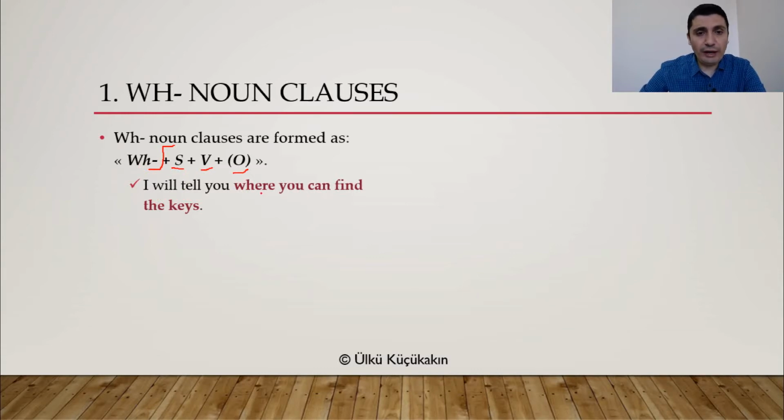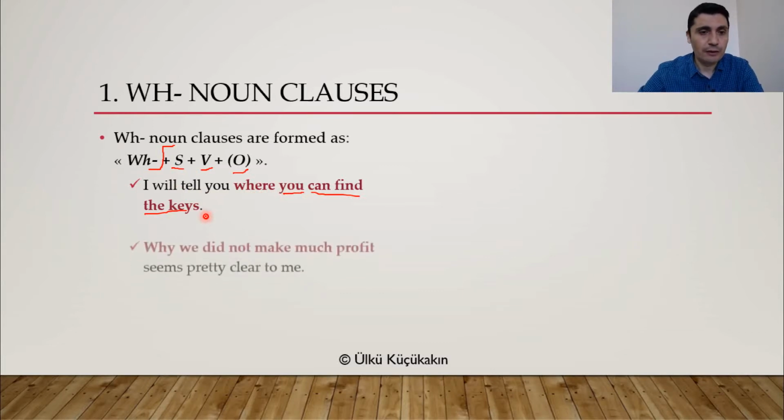I will tell you where you can find the keys. So where is our WH? You can find the keys. As you can see, this is just like a normal sentence. In a question, what do you normally do? Where can you find the keys? In a question, you would say, where can you find the keys? But in a noun clause, you say, I will tell you where you can find the keys. This is not a question, everyone. This is a noun clause.